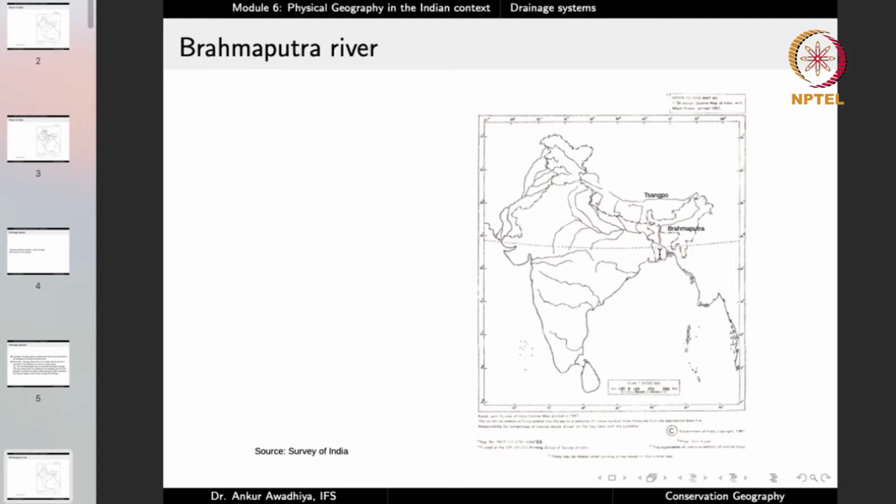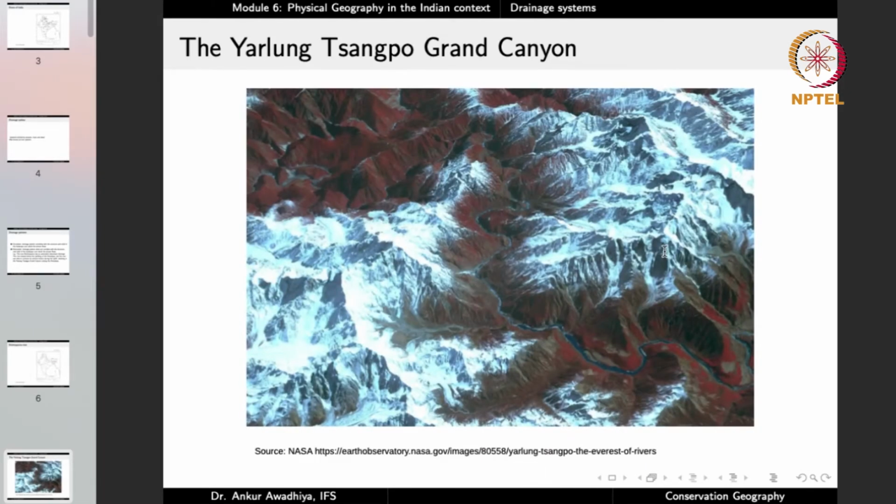So this is the Brahmaputra river, and here it moves from west to east in Tibet and China, and then it makes a sharp turn to the south, and then it changes direction and starts to move from east to west, and then it flows south, and then it joins the Ganges and makes the Sundarbans Delta.